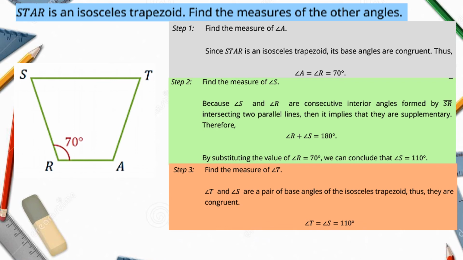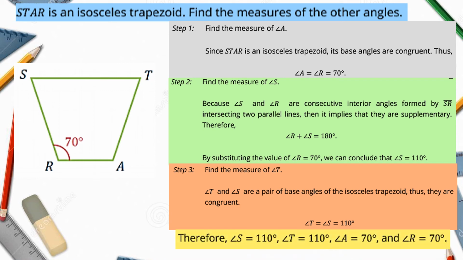And then, for the last part, angle S is congruent to angle T. So, alam na natin na si angle S ay 110. So, meaning si angle T, 110 din. So, napakadali lamang ng ating pagsosolve. Therefore, angle S is 110 degrees, angle T is 110 degrees, angle A is equal to 70 degrees, and angle R is equal to 70 degrees. Take note, this is only applicable if we have an isosceles trapezoid.